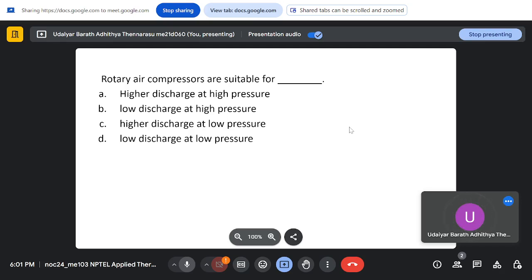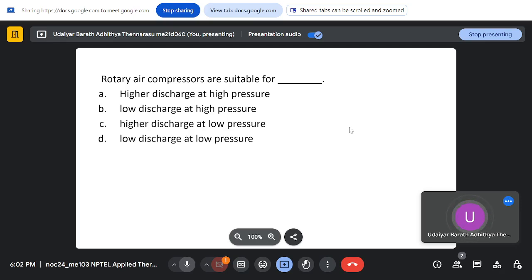To start with, the first question is: rotary air compressors are suitable for dash. A. Higher discharge at higher pressure. B. Low discharge at high pressure. C. Higher discharge at low pressure. And D. Low discharge at low pressure.